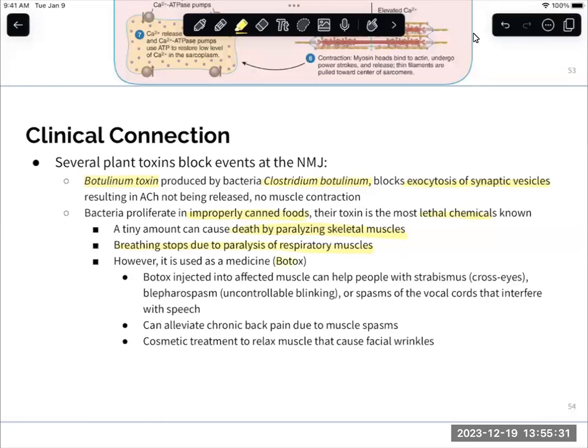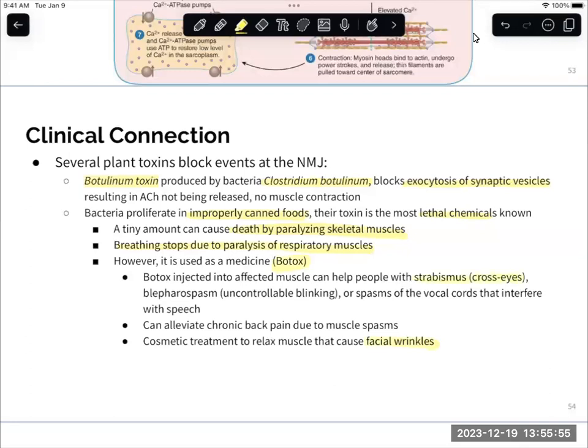Botulinum toxin, that's Botox. People use Botox for cosmetic treatments on facial wrinkles. They're paralyzing their skeletal muscles with the use of Botox to get rid of the sight of wrinkles. But it does have some medical uses.